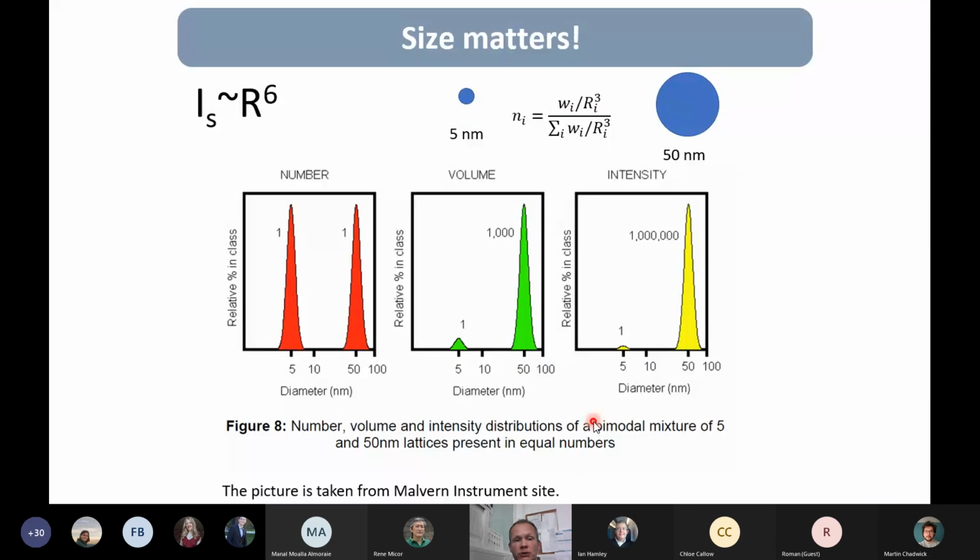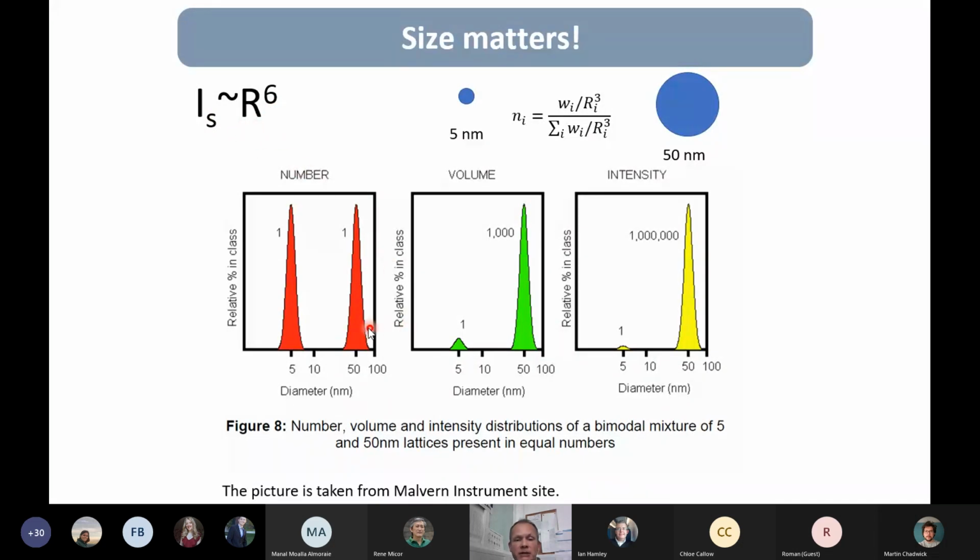Another issue that you have to remember when we're talking about the blindness of dynamic light scattering is that the intensity of scattered light is proportional to the number of particles, but it also depends on the size of particles. The bigger particles scatter much stronger than smaller particles. For hard spheres, the intensity is proportional to the sixth power of the radius, right?